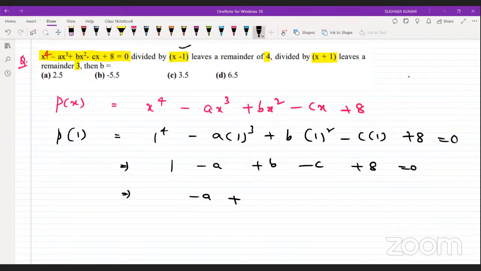Then it is minus a plus b minus c. This is 1 plus 8 is 9. If you transpose this side, minus 9. Let it be equation 1.